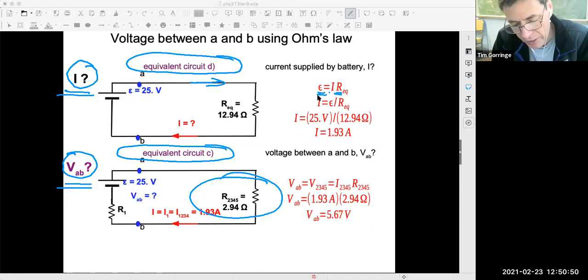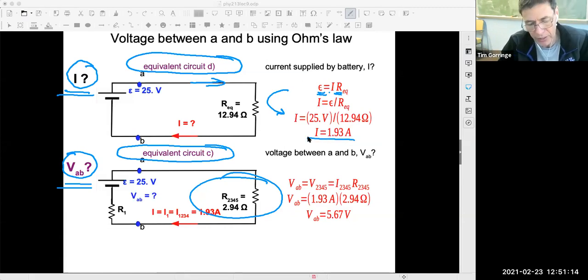So I can rearrange Ohm's law as an expression for the current flowing out of the battery into the entire network, and it's just going to be the battery's EMF, 25 volts, divided by the equivalent resistance, 12.9 ohms. If you do that calculation, it's 1.93 amps. So now we know 1.9 amps is flowing out of the battery around the entire circuit.